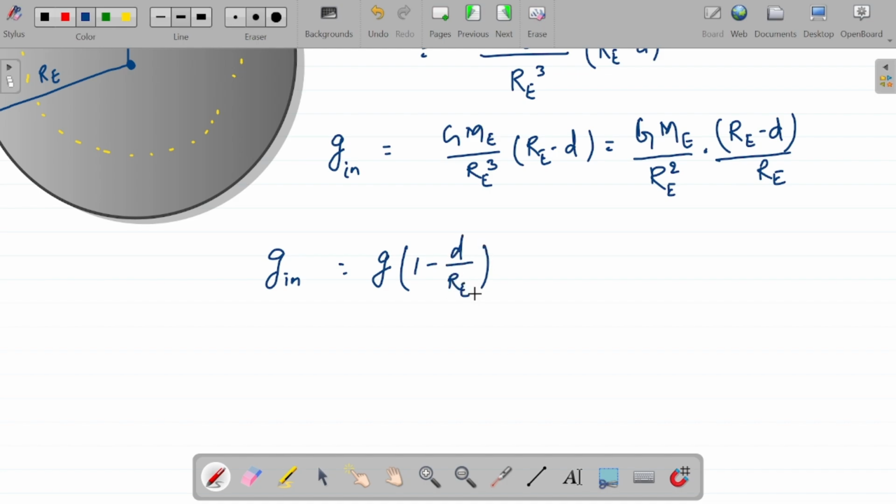So if there is a body placed inside the earth and its distance from the surface of the earth is d, then acceleration at that point will be acceleration due to gravity on the surface multiplied with this term. Okay, this is all for this video. In the next video, we will continue our discussion.